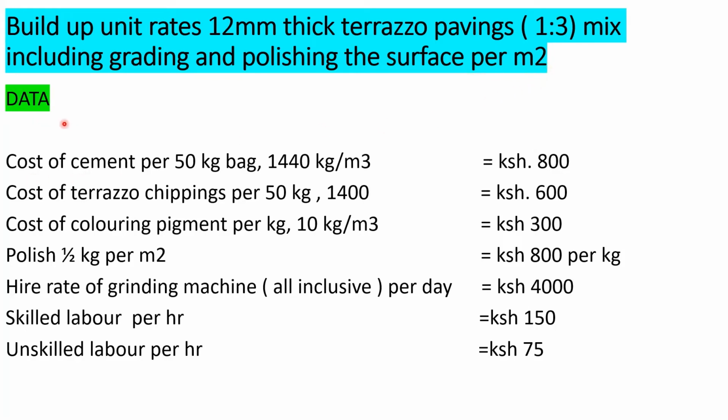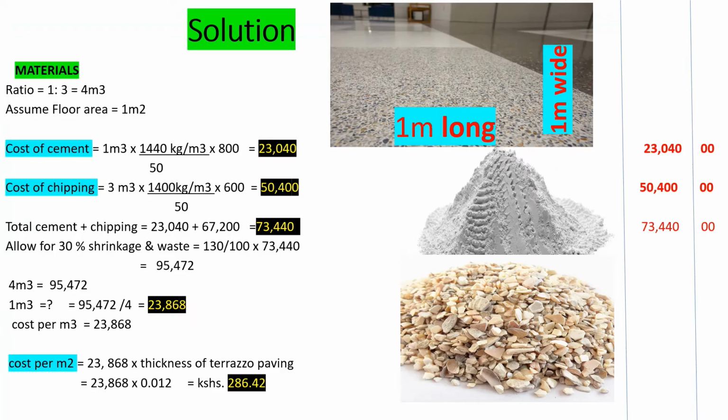Now the data that we have been given: the cost of cement per 50 kg, with a density of 1440 kgs per meter cubic, is 800. Cost of terrazzo chippings per 50 kg, at a density of 1440 kgs per meter cubic, is 600. Cost of the coloring pigment per kg, with a density of 10 kg per meter cubic, is 300. Polish half kg per meter square is at 800 per kg. Hire rate of grinding machine, all inclusive per day, is at 4,000 shillings. Skilled labor per hour is at 150 and unskilled labor per hour is at 75. Now let's proceed and build up the unit rate.